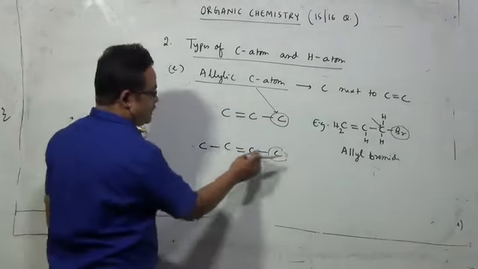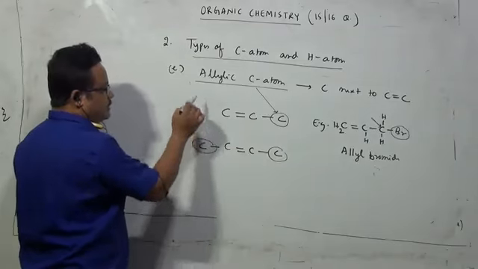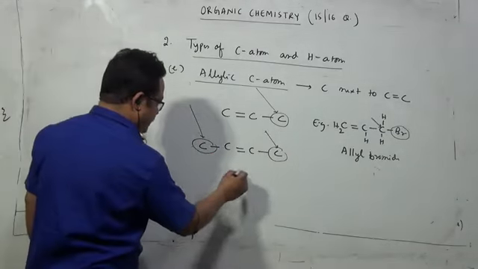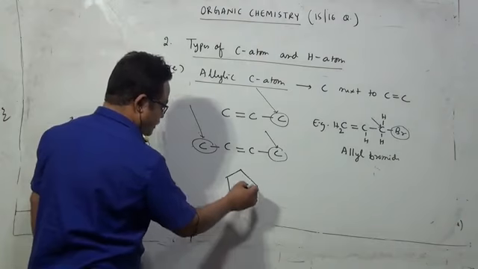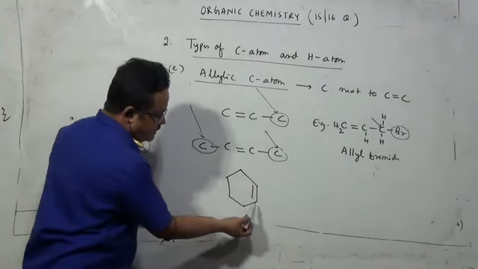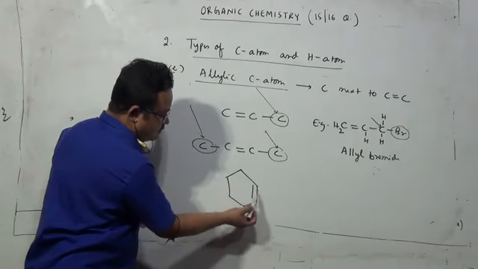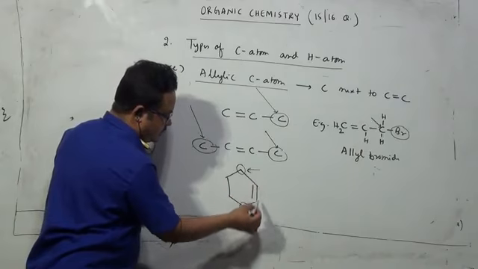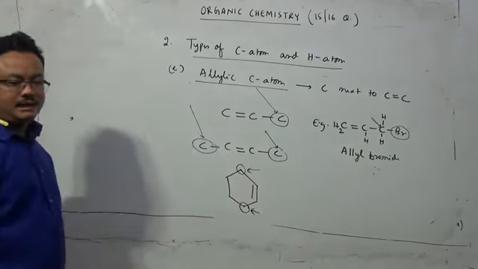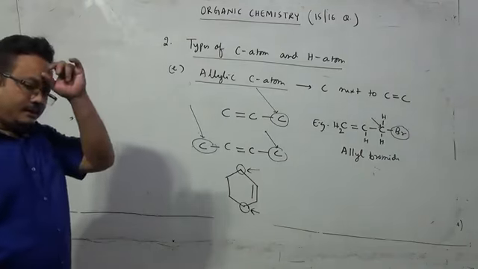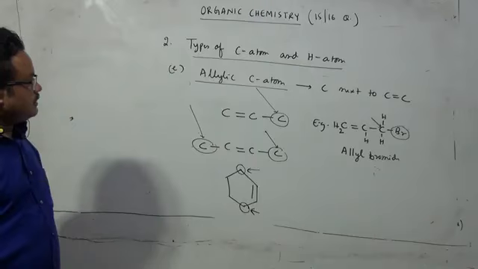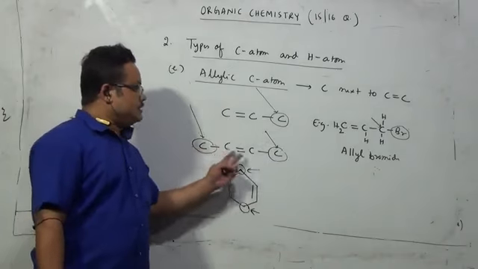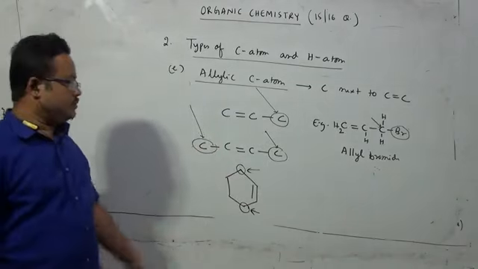So this is also allylic carbon, next to the double bond, and even this is also an allylic position. And even if you write like this, with carbons next to the C=C double bond, this carbon and even this carbon are also allylic carbons. Allylic position means a carbon atom next to the C=C double bond, just adjacent to it. So no problem.